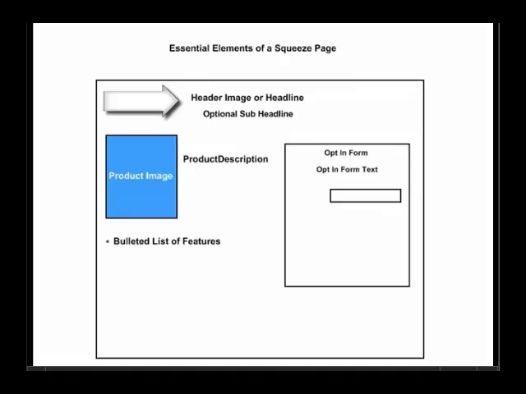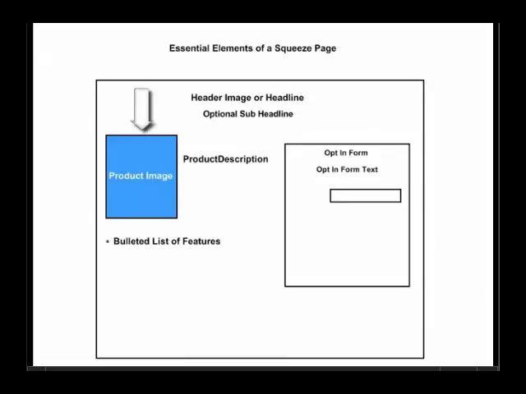First, you're going to need a header image or a headline. Doesn't matter which you use, you're going to need one of those two. I've found that actually a headline converts better than a header image in many cases, but you can do this experimentation on your own. And of course you can have an optional subheader here, which is just some text that supports what the header says.